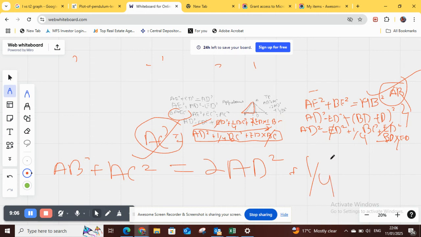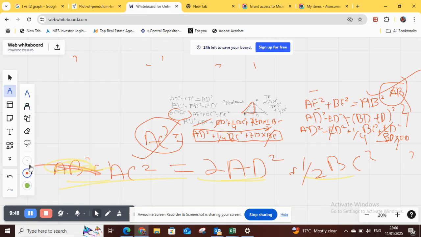1/4 BC square plus 1/4 BC square, which if you do the fraction, obviously will get 1/2 BC square. It is 2/4 BC square. Okay, you all know that. 1/2 BC square. So we actually proved this, guys. We actually proved this thing, and it was very much easy. AB square plus AC square is equal to 2AD square plus half BC square.